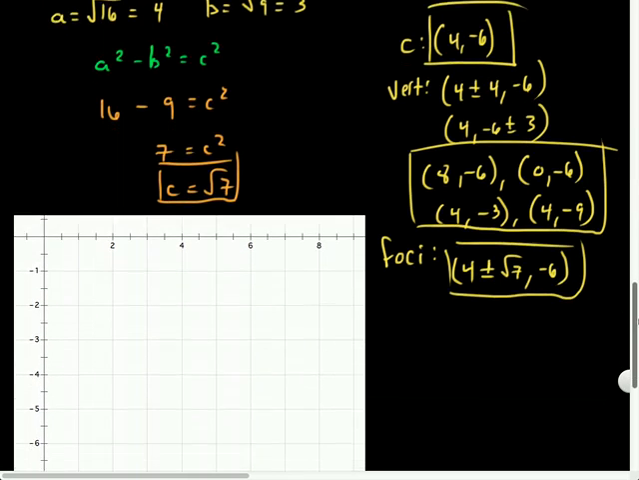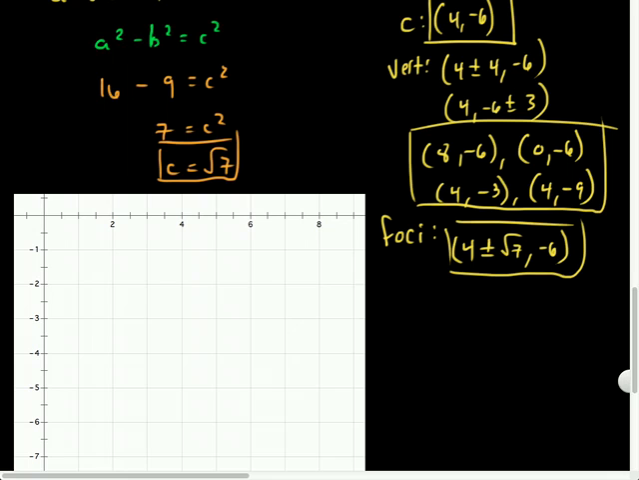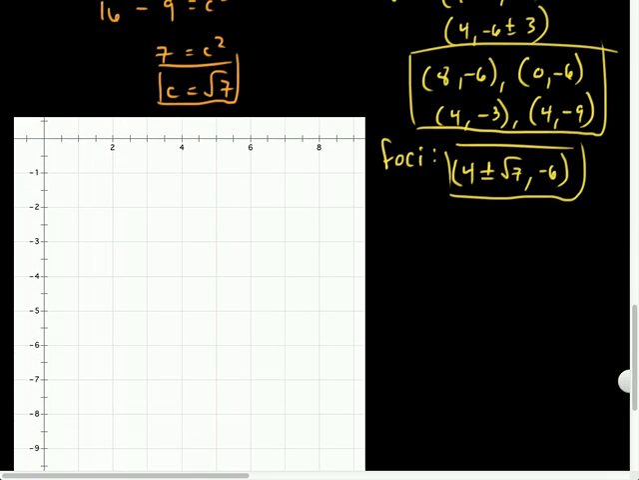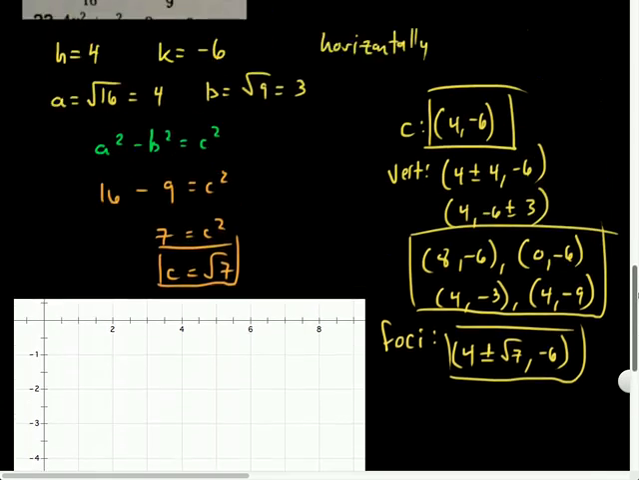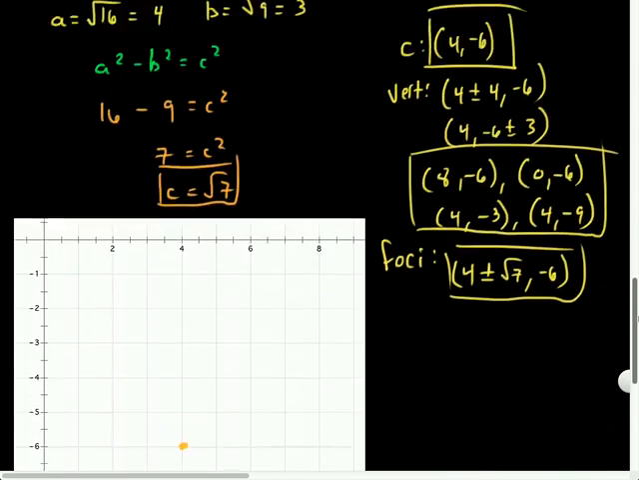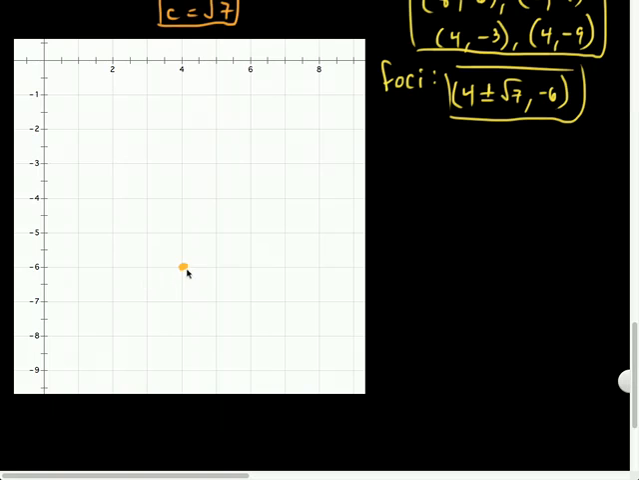And let's see, let's plot some points. So our center exists at 4, negative 6. So over 4, down 6, right there. And you could plot by these points, but I actually wouldn't. I would rather plot using just the A and B. So A was 4, B was 3, and it was horizontally oriented. So I'm going to go over 4, land there, backwards 4, land there, up 3, land there, down 3, land there. And then I'll draw each quadrant. Usually I'll draw one quadrant at a time.